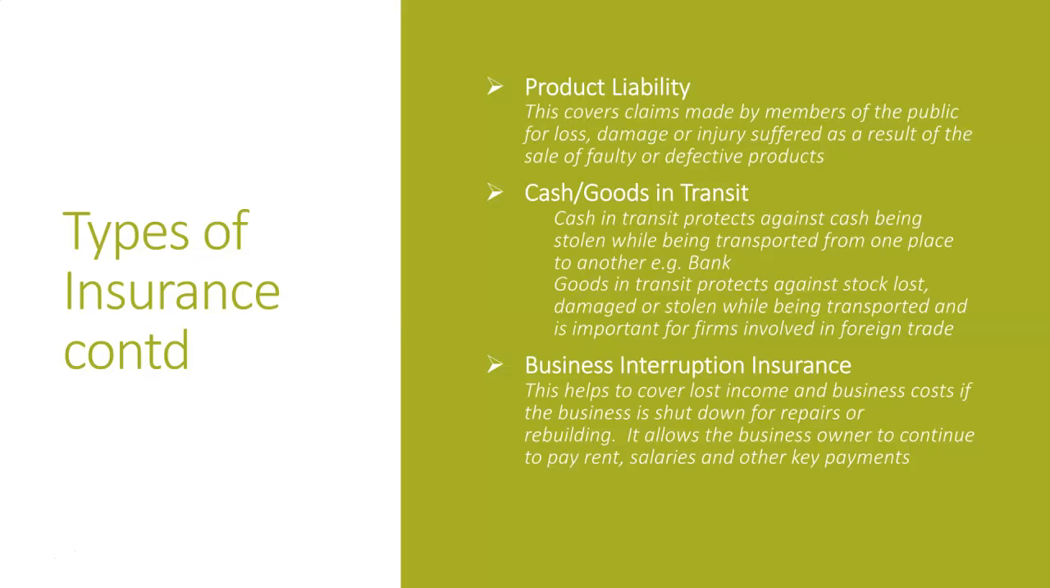Goods in transit protects against stock lost, damaged or stolen while being transported, and is important for firms involved in foreign trade. And then business interruption insurance. This helps to cover lost income and business costs. If the business is shut down for repairs or rebuilding, it allows the business owner to continue to pay rent, salaries and other key payments.